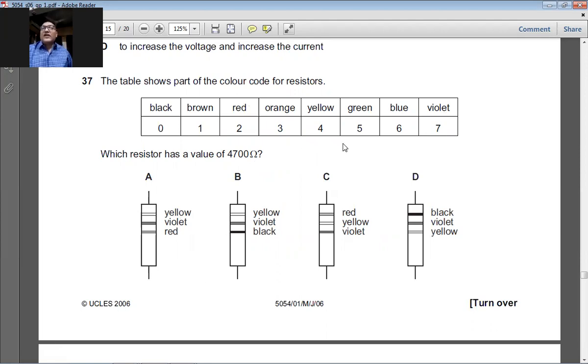So A and B, they are competing with each other. And then these two zeros mean 100. 100 means 10 raised to power 2. So 10 raised to power 2. So 2 is the multiplier. So the red color. So you will have yellow, violet, red. That will be the A part. Now listen carefully. I will explain this question.